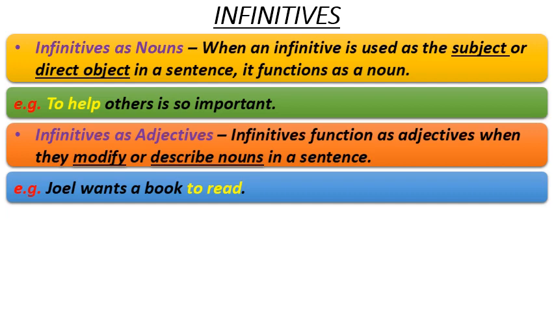Joel wants a book to read. So here in this sentence, the verb is wants and the noun is book. We also see the infinitive to read. What is the purpose of to read in the sentence? So we get the answer of what. It describes the book. Joel isn't looking for just any book. He is looking for a book to read. So in this sentence, the infinitive functions as an adjective.